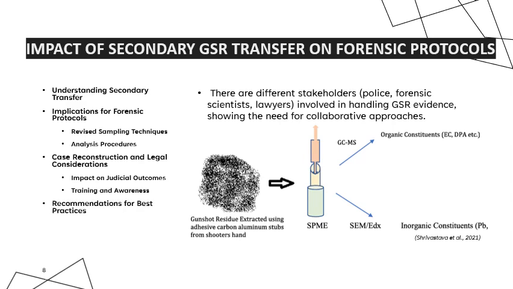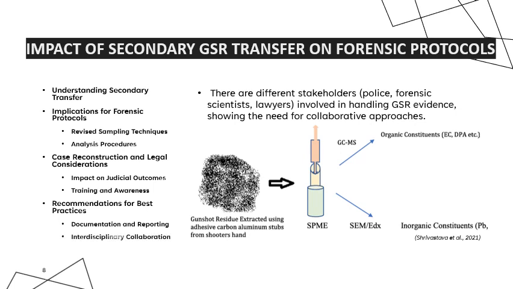So, recommendations for best practices: documentation and reporting. First off, I recommend that the forensic report should clearly document the potential for secondary transfer and its implications for each case. This transparency helps legal professionals better understand the nuances of the evidence presented.